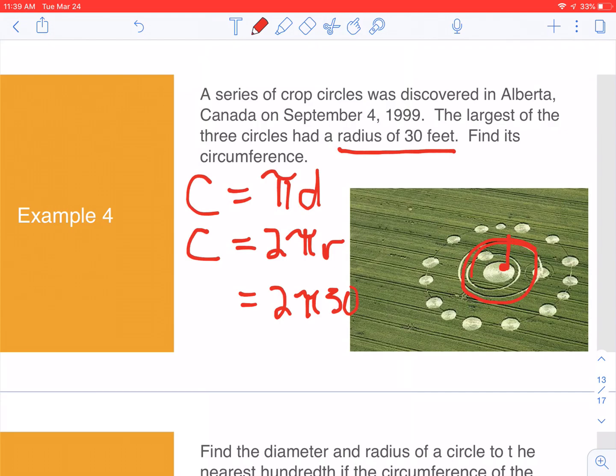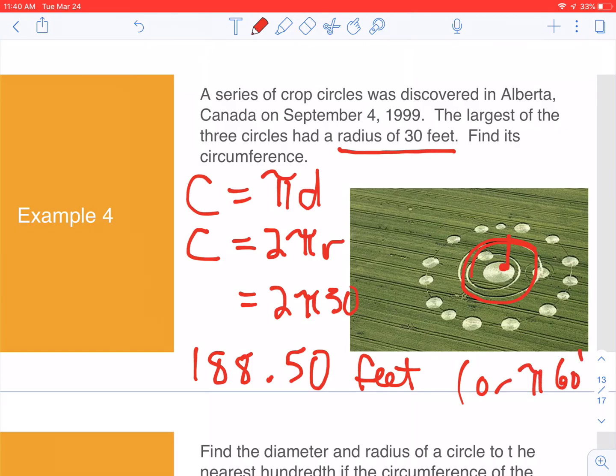Well, what do you notice? 30 times 2 is the diameter, right? Which is 60. So I could also do pi times 60. So either way, I'm going to type it in my calculator, and I'm going to get 188.50 feet. Okay, so you can do 2 pi times 30 or pi times 60. I wrote it over there.